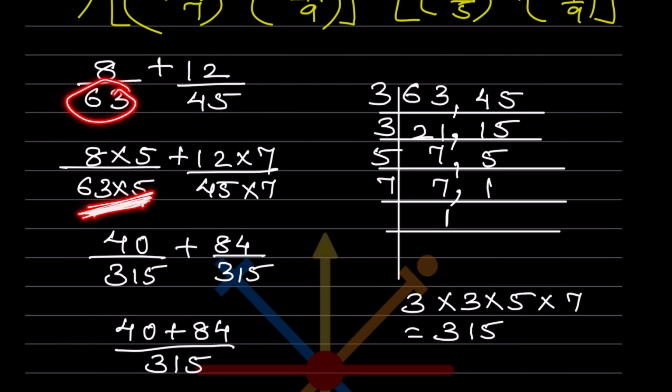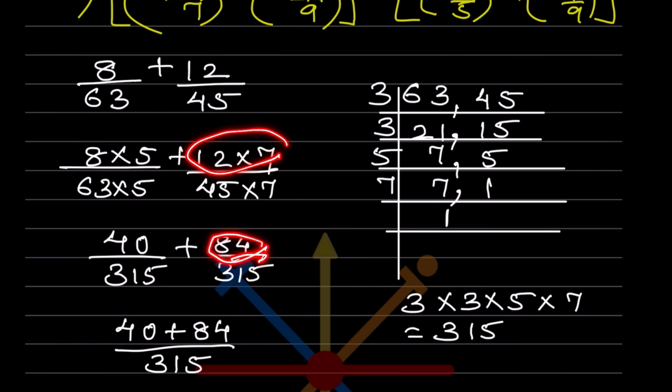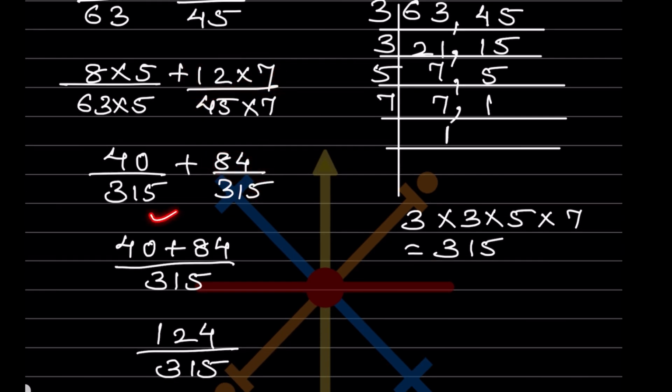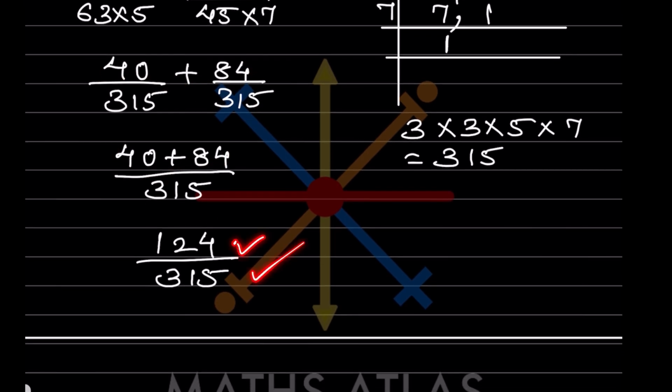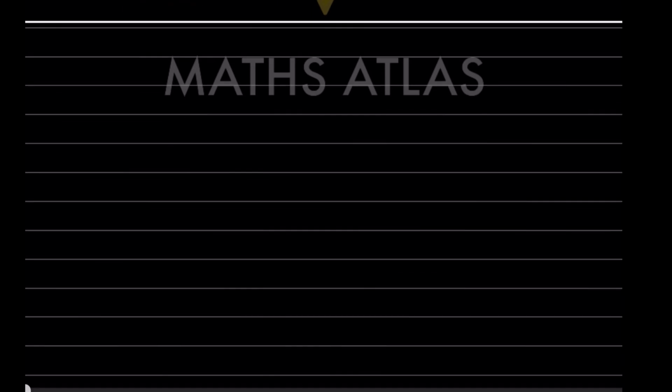So 63 we already have, into 5. So this is multiplied by 5 means this also should be multiplied by 5. Now here this is 45. It should be multiplied by 7 means this also should be multiplied by 7. So 40 by 315, 84 by 315. Now the denominators are the same, so you are going to write it once. You are going to add these, so that is going to be 124 by 315. So this is the answer.